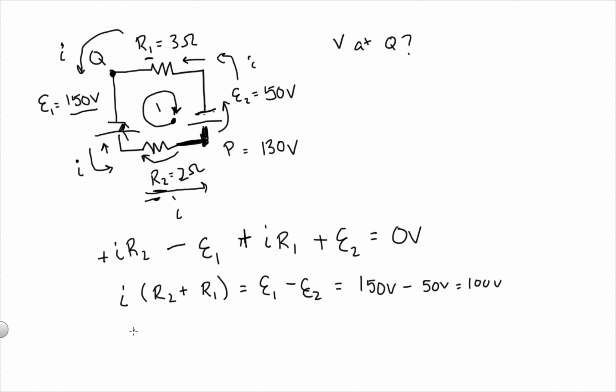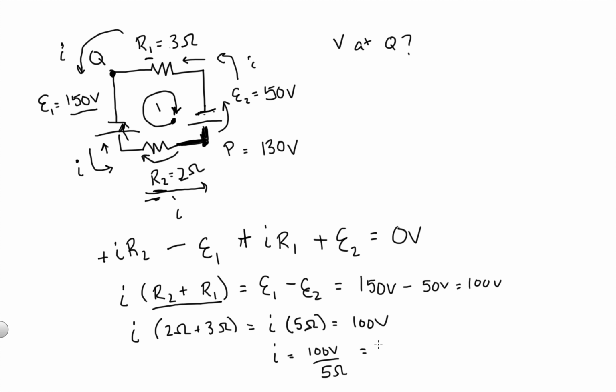And you can see here too, these resistors are in series with one another, and so they add together. 2 ohms plus 3 ohms, so I times 5 ohms is equal to 100 volts. So then I, our current, is 100 volts divided by 5 ohms, or 20 amps. Sweet. So now we know our current.